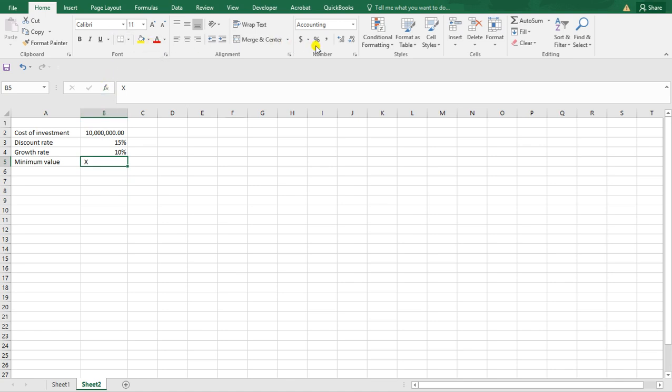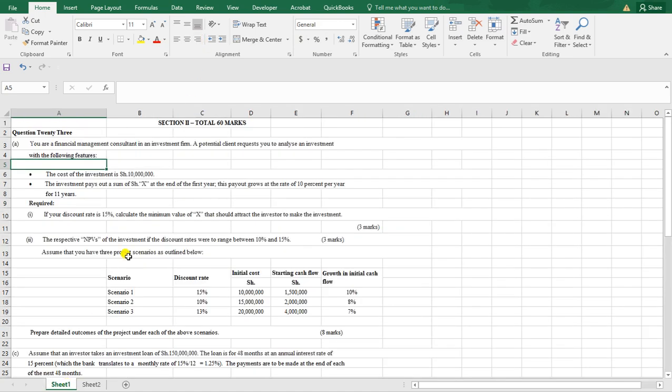So, how are we going to determine the value of X? By the fact that you are told here that if your discount rate is 15%, calculate the minimum value of X that should attract the investor to make the investment. Basically, at this point, we want to determine our value of X, which will attract the investor to make this investment, and we've agreed. At this point, anytime you're talking of minimum, basically we are looking at break-even, right?